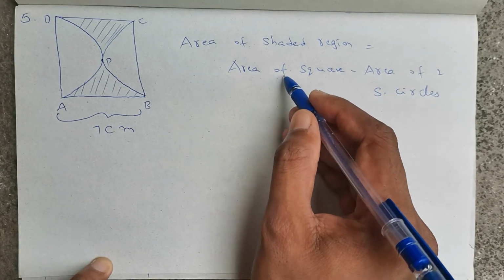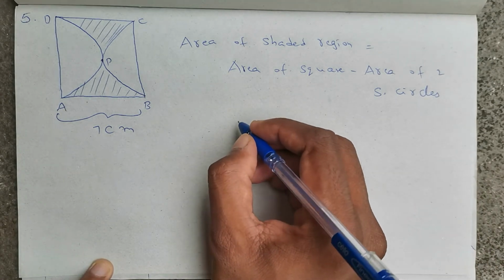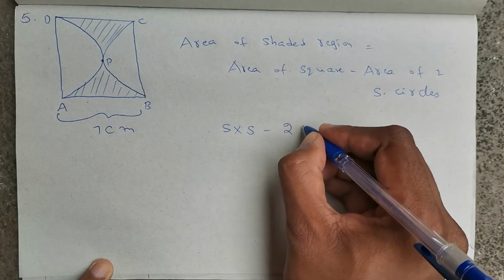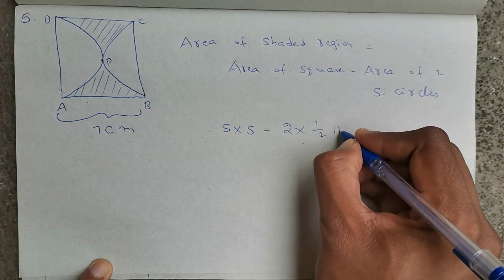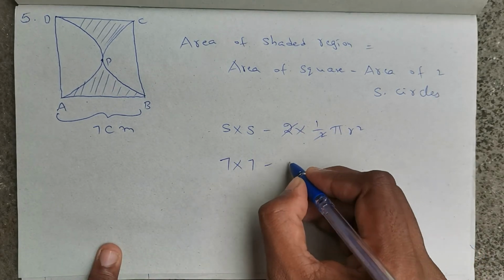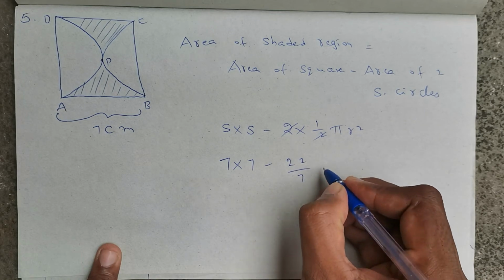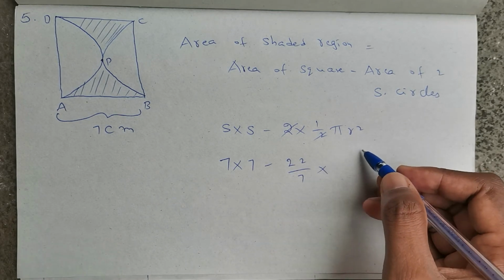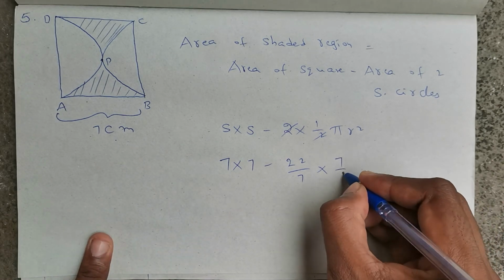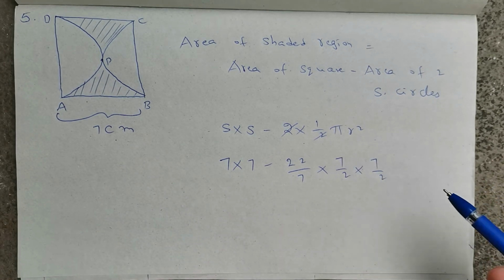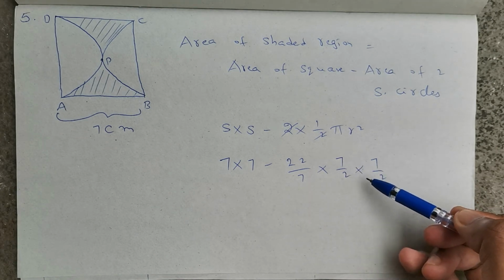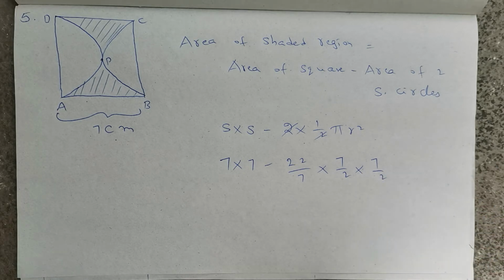Okay, let's find the area. Area of a square is nothing but side into side, so s into s minus area of 2 semicircles, so 2 into area of semicircle is 1 by 2 pi r square. Here 2 will get cancelled, so 7 into 7 minus pi value, in the question he mentioned to take as 22 by 7 into, then what about the radius? 7 will become the diameter, then radius will be 7 by 2 into 7 by 2. Here I am writing it as 7 by 2 for easy calculation, not writing 7 by 2 as 3.5.